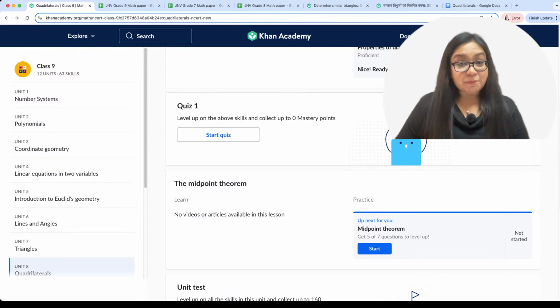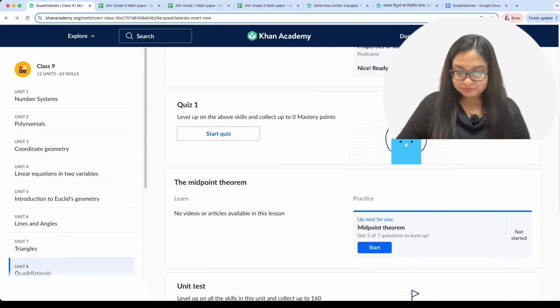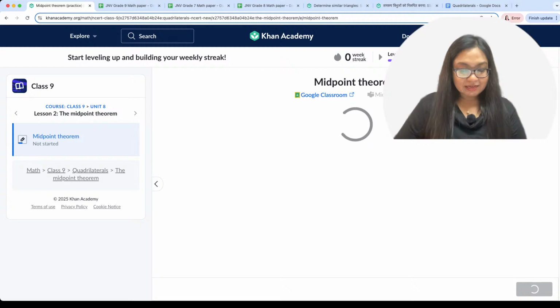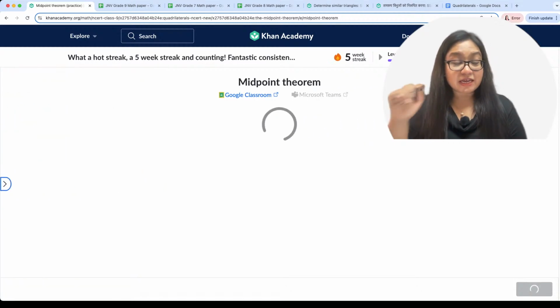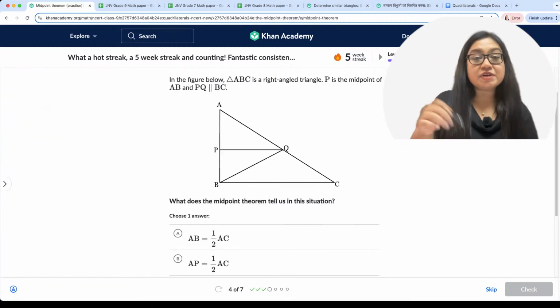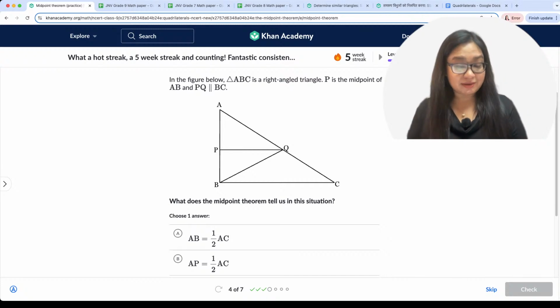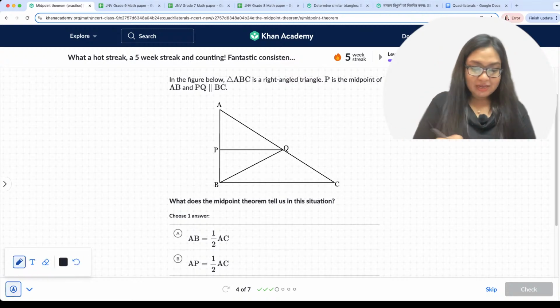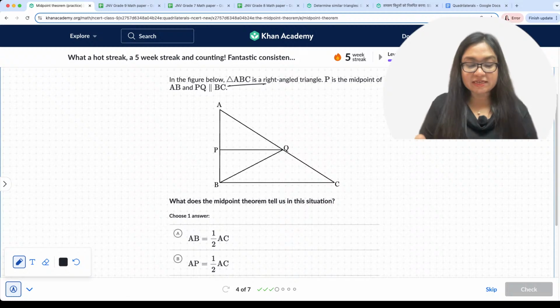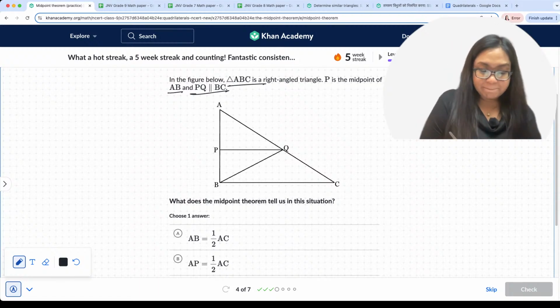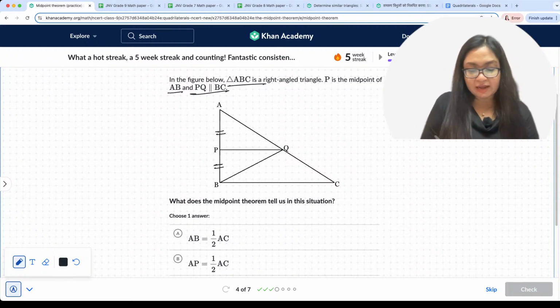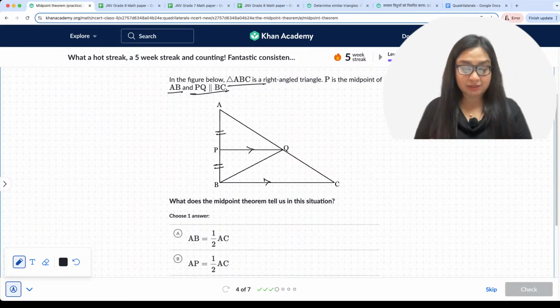Let's get to midpoint theorem now. How to apply midpoint theorem in solving questions and how to apply converse of midpoint theorem in solving questions as well. Okay. Now, in the figure below, triangle ABC is a right angle triangle. P is the midpoint of AB and PQ is parallel to BC. मतलब P जो है AB का midpoint है and PQ is parallel to BC. ये हमने figure में mark कर दिया.